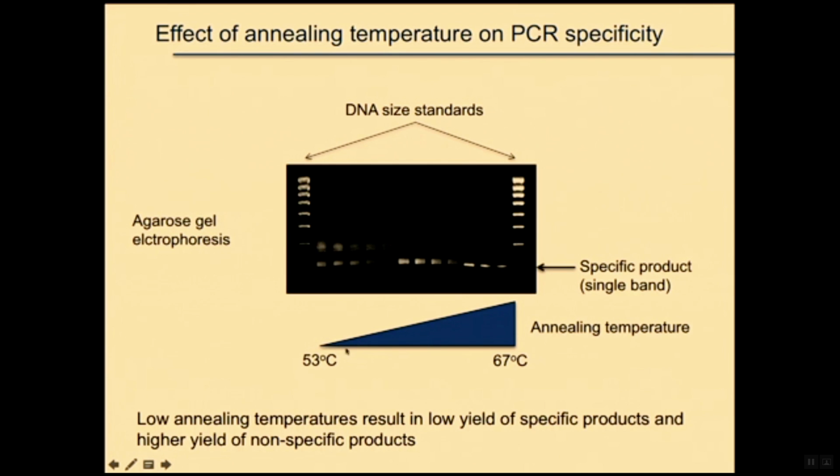If you increase the annealing temperature, so the temperature that you do one of the steps in the PCR reaction, you can see that you might get less product, but you get only the product that you want. So it's one specific single band when you increase the annealing temperature, and the annealing temperature you end up choosing is based on the melting temperature of the oligos that you use.